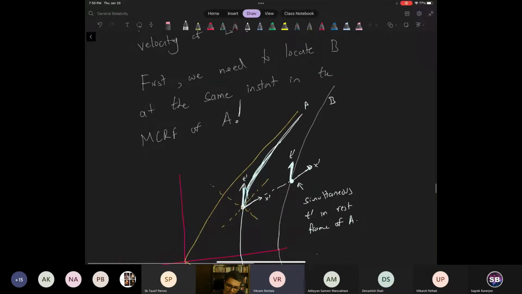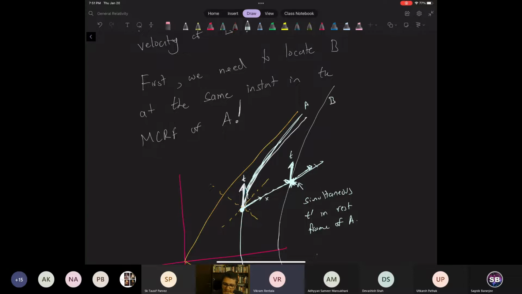So the first thing you need to do again is take the curve of A and draw the tangent to that. That is your t prime axis, or sorry, I'm switching notations here, but let me just call this the t axis and this the x axis. What I want to do is locate where B is at the instant t equal to 0, so I would draw this line and locate where B is. So this is B over here. And now what I want to do is find out what is the speed of B at this instant of time.